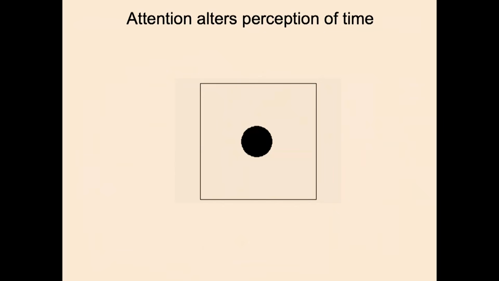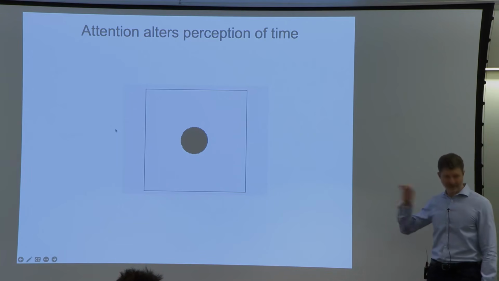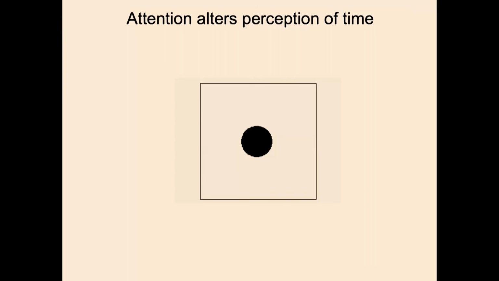Okay, this is a pretty interesting effect where attention appears to alter the perception of time. So I'm going to play you this movie, and it's going to show a bunch of stuff on the screen. Things are going to flash up. Everything's going to be the same duration, but you're going to notice that there'll be one thing that appears to not be the same duration as everything else, right? And that's an illusion.